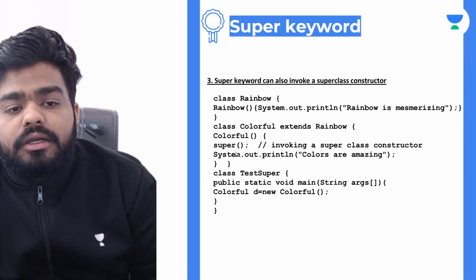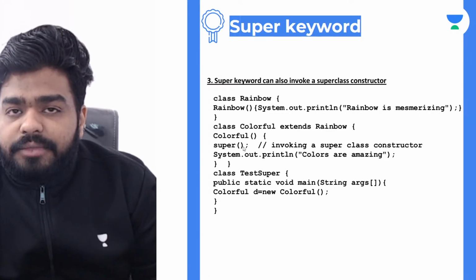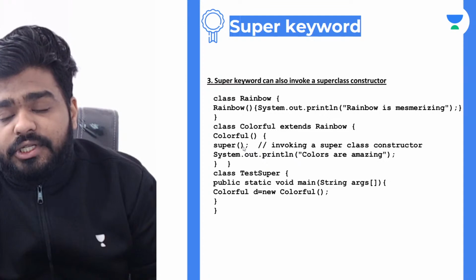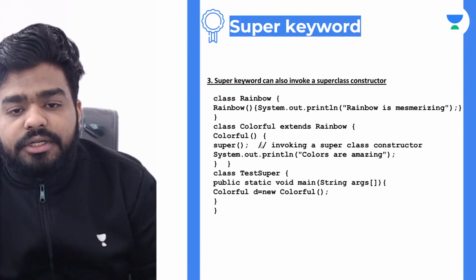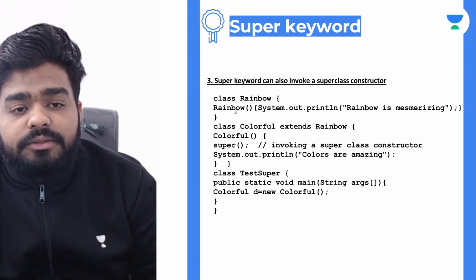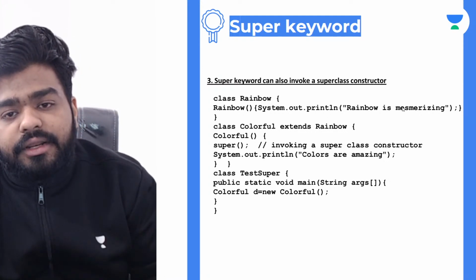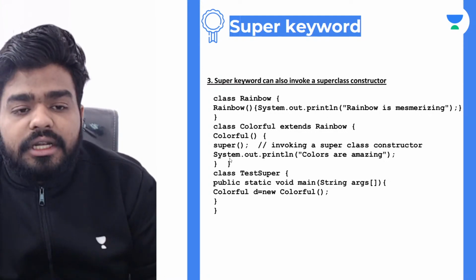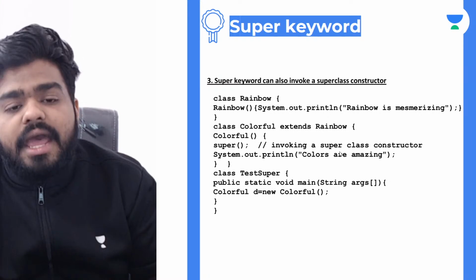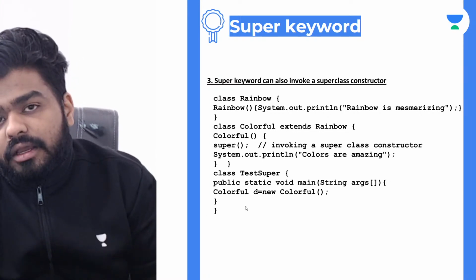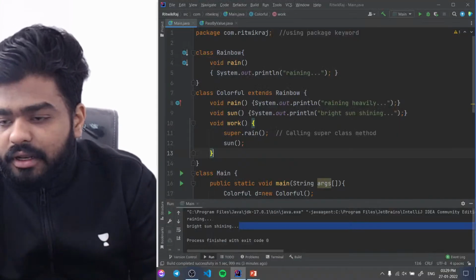So if we have written something like this, that means we are invoking the constructor of our super class. So the super class constructor will be invoked, so first it will come here and it will print "rainbow is mesmerizing". After that it will come back here, it will print "colors are amazing", and then it will end the code. So let's try to run this particular code.